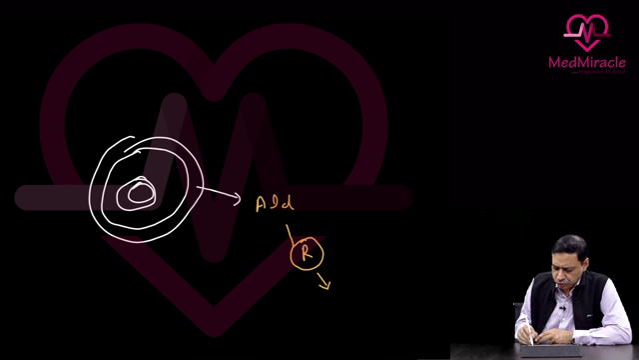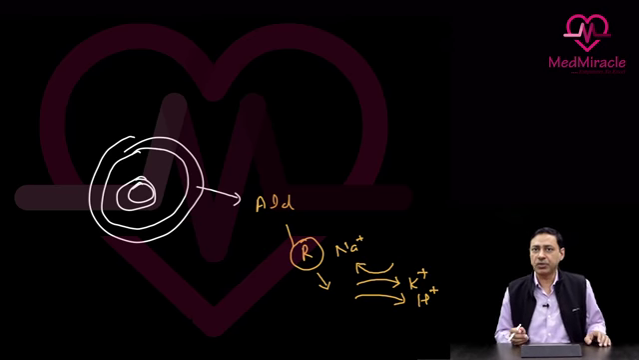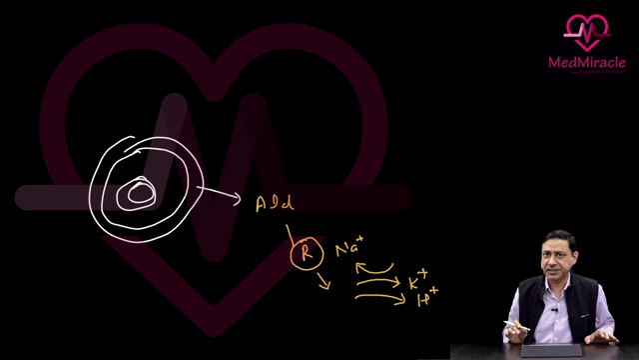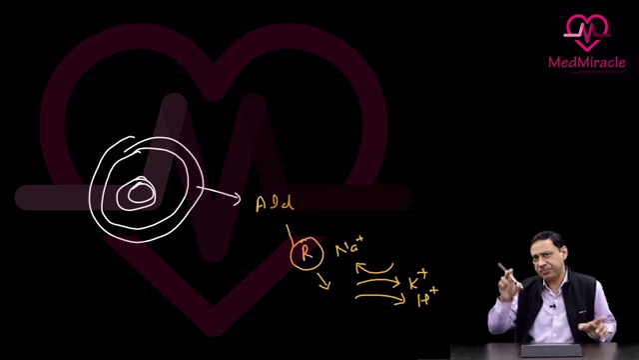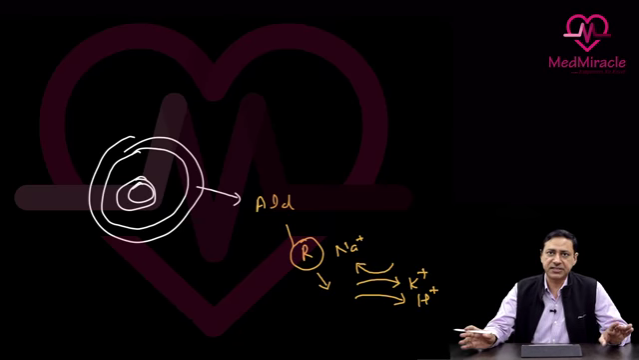Just see. Sodium will be reabsorbed in the kidney, potassium will be excreted, and H plus will be excreted. These are the three actions. This action will occur in the last part of the kidney: the late distal tubule, cortical and medullary collecting duct. In the last part of the nephron, sodium reabsorbed, potassium out, H plus out. This is the action of aldosterone.